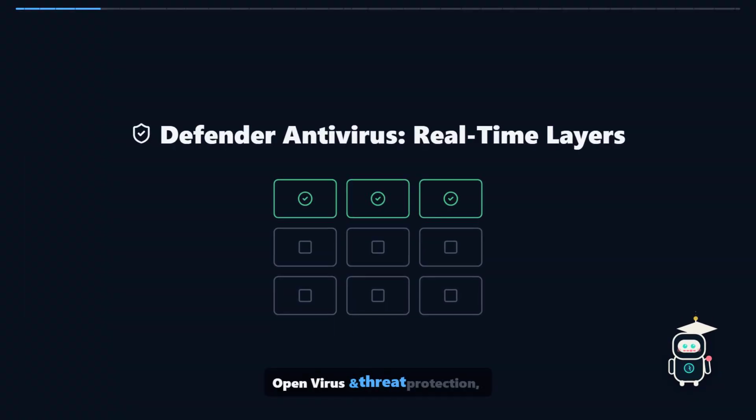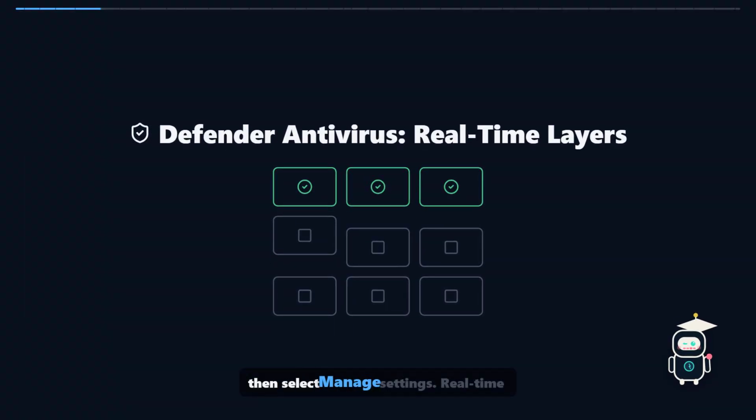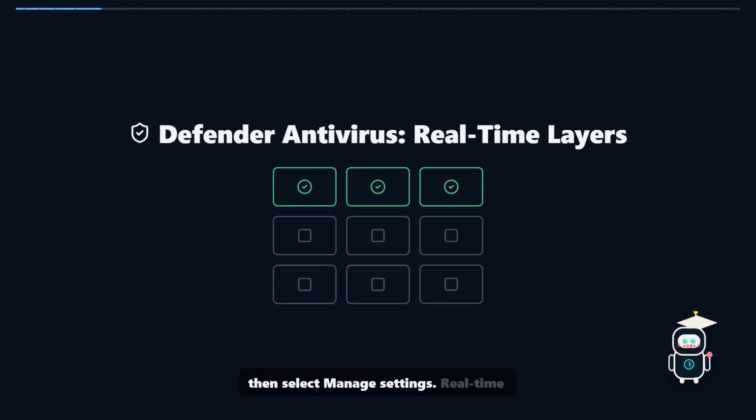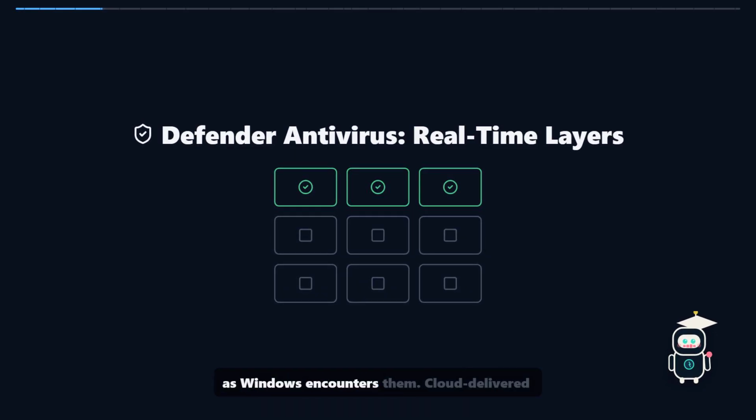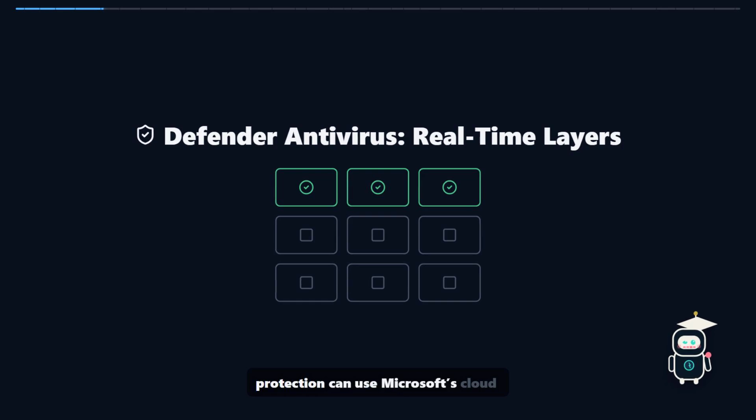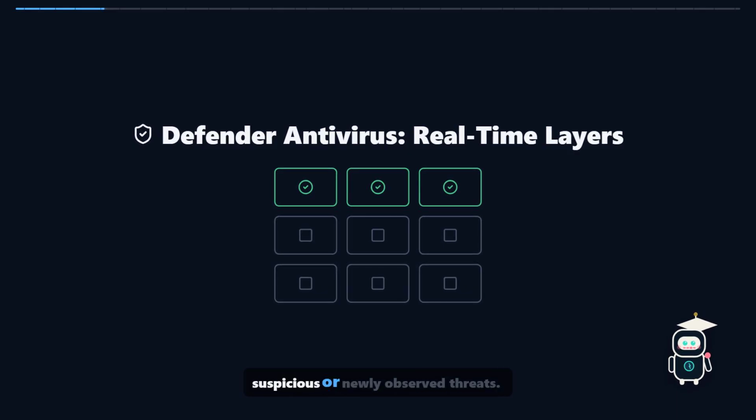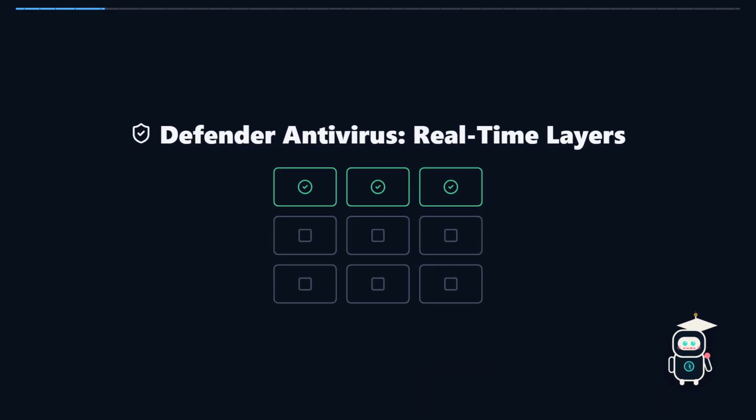Open Virus and Threat Protection, then select Manage Settings. Real-time protection scans files and processes as Windows encounters them. Cloud-delivered protection can use Microsoft's cloud intelligence to improve detection of suspicious or newly observed threats.